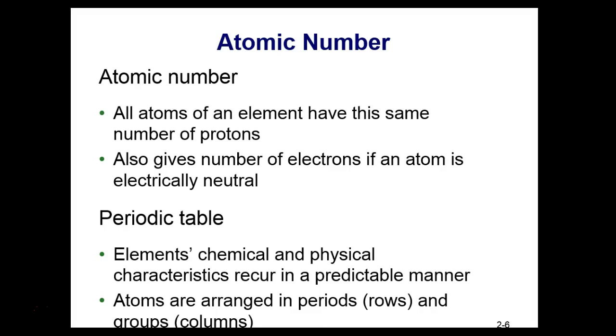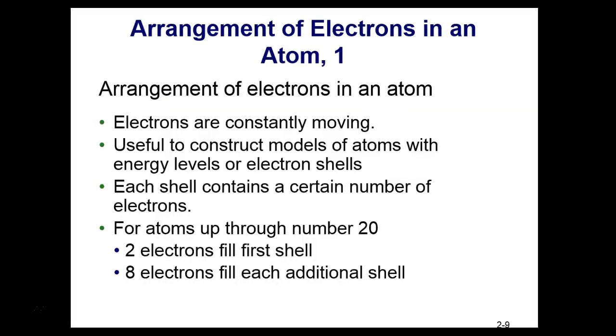So, elements' chemical and physical characteristics recur in a predictable manner. Atoms are arranged in periods, rows, and groups, columns, which is what you see here. Now, according to the arrangement of electrons, I'm not going to go over this in detail, but let me just say this.